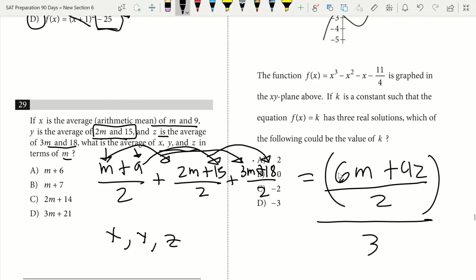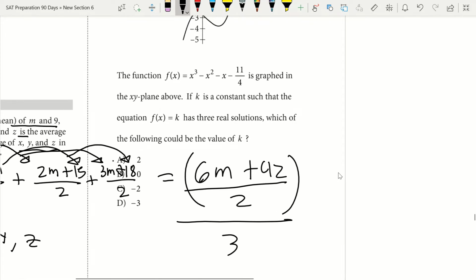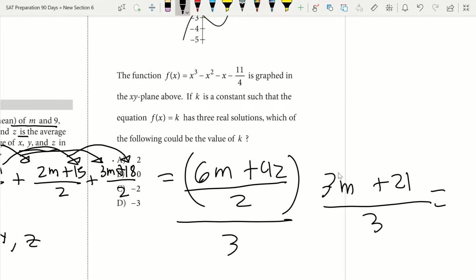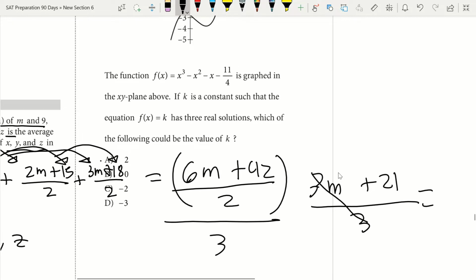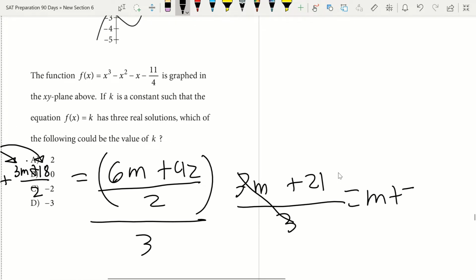So we have to divide that by 3 terms as well. So 6m plus 42 over 2 is going to give us 3m plus 21. Then we divide that by 3, and that's going to give us m plus 21 over 3, which is 7. So m plus 7 will be our answer there, m plus 7.